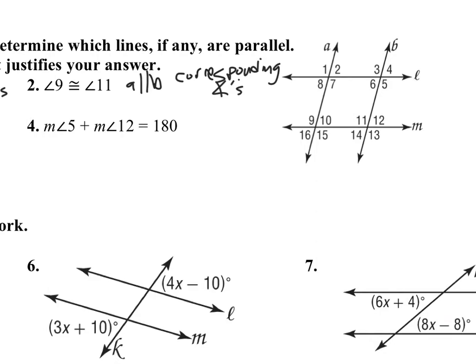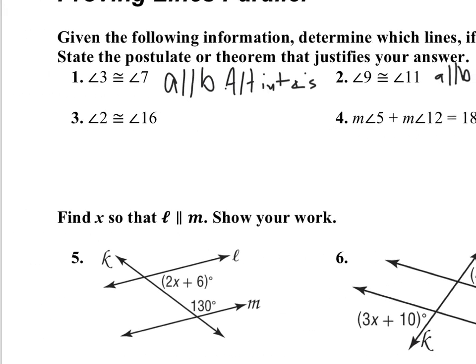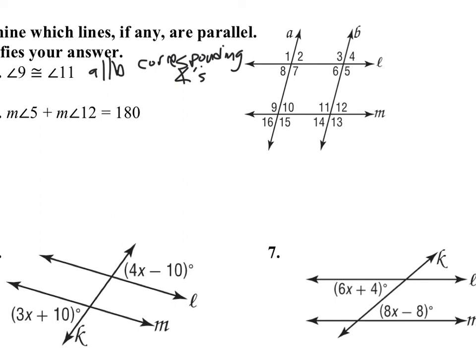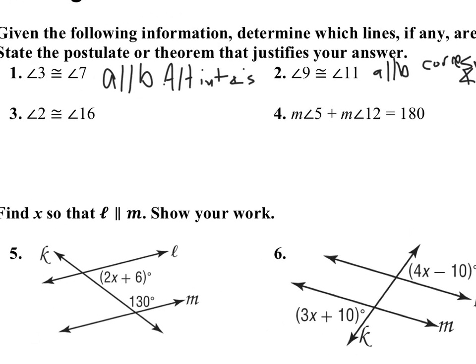All right, let's take a look at question 3. 2 is congruent to 16, so here's angle 2, here's angle 16, and this is your transversal. These two lines, L and M, would have to be parallel to show that 2 is congruent to 16. Those angles are alternate exterior angles. So I would say that line L is parallel to line M, and those are alternate exterior angles.